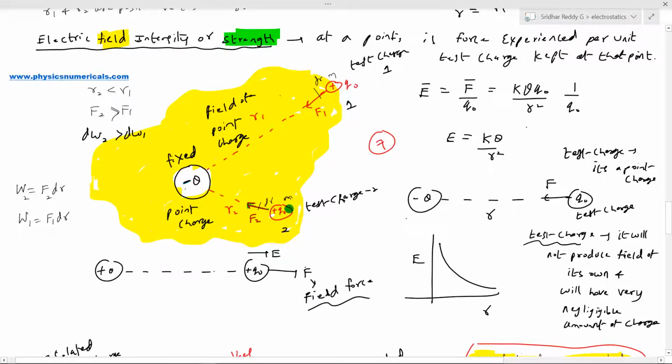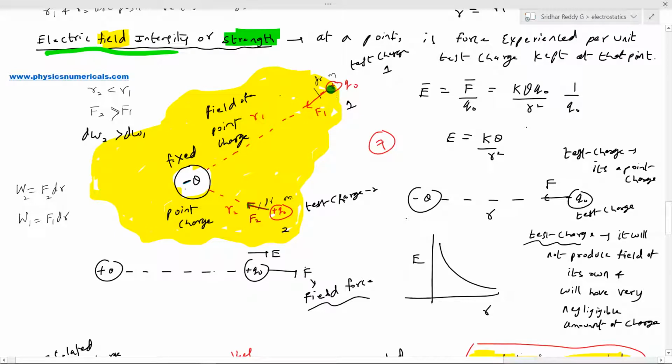If a force, if an agent, is capable of doing work, then it must possess energy. That energy is what we are going to express. We are trying to derive a formula to express that field energy. That's what I'll call electric field intensity or strength. How much electric field is there, or what is the strength of the field? Everything we are just calling electric field strength. This is the basic idea.